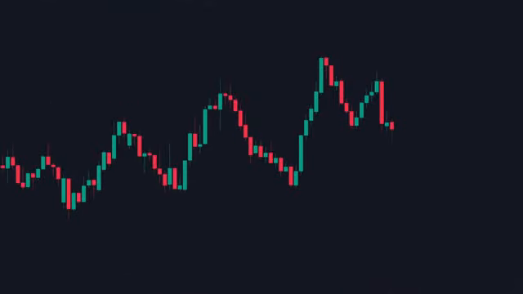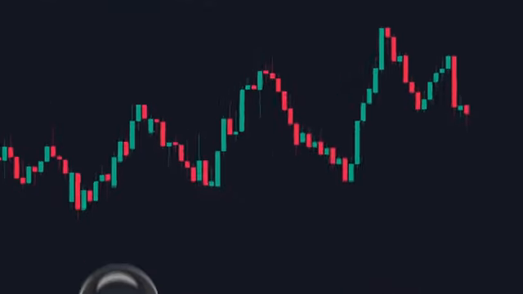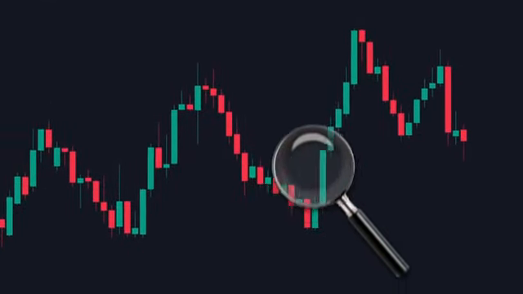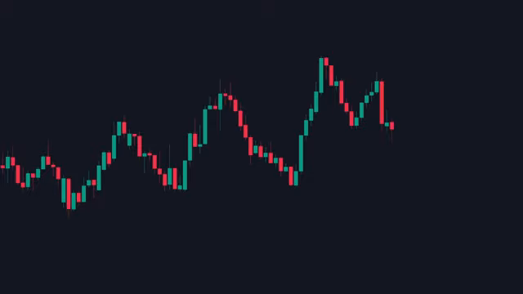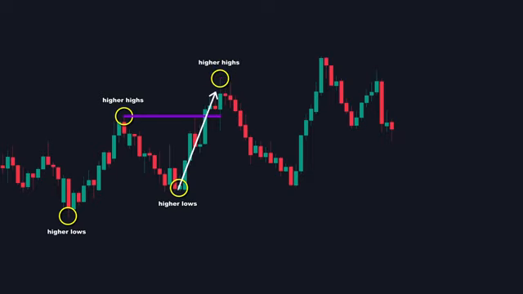Now let's look at another example. So again, the first step is to find a break of structure. Looking at this overall chart, we can see that price is forming higher highs and higher lows, showing a clear uptrend. And right here, we can spot a break of structure as price broke above this high and formed a new higher high. We can also spot another break of structure here as price broke the previous high.